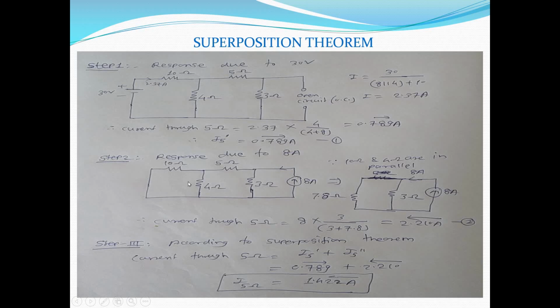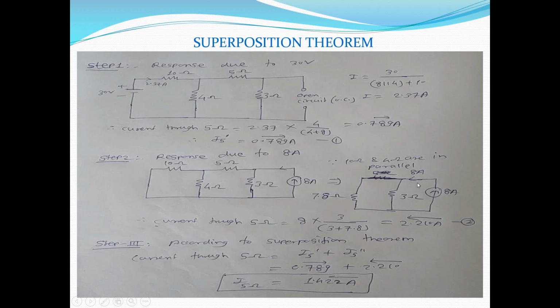So this 10 ohm and 4 ohm are in parallel, that is the equivalent resistance is 2.8 ohm, which will be in series with 5 ohm, and hence the equivalent resistance up to this point is 7.8 ohm. Now this 7.8 ohm resistance is in parallel with the 3 ohm resistance. So 7.8 ohm and 3 ohm are in parallel, and it will be supplied by this 8 ampere current source.